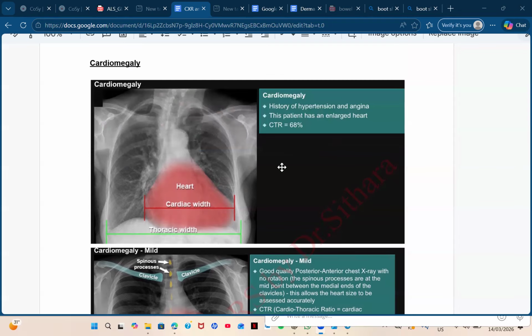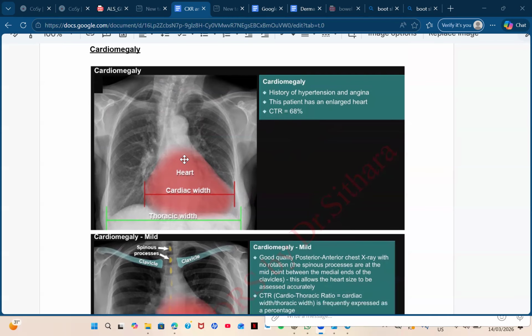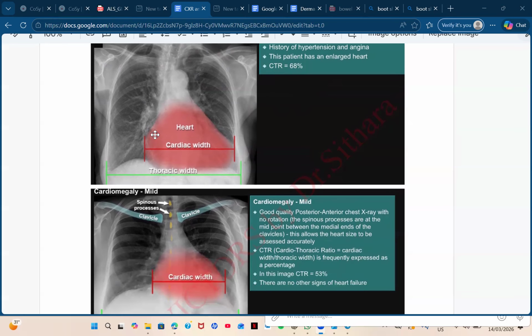But this is kind of not mild, right? This is like a moderate case. Here it's more than 50, that means 68%, right? You can see the heart is enlarged, right? Now you can think about this also as kind of the same as pericardial effusion. What is the difference? Pericardial effusion has a unique shape, right? But here it's not like that, this is not like the water bottle. But in pericardial effusion, there is a unique shape, right, doctors?